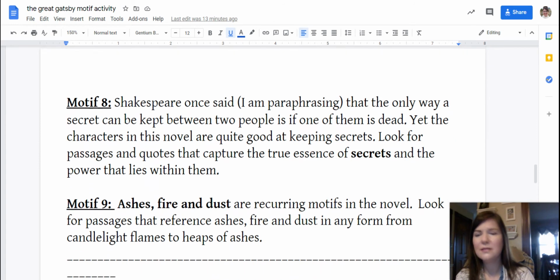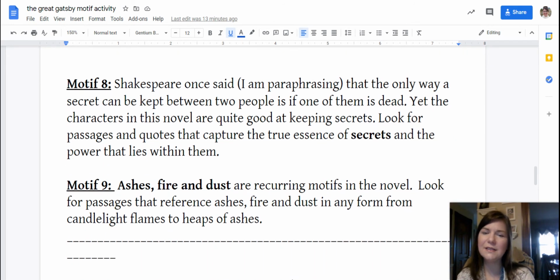All right, motif 8. Shakespeare once said, and this is a paraphrase, that the only way a secret can be kept between two people is if one of them is dead. Okay, and that may be kind of true.